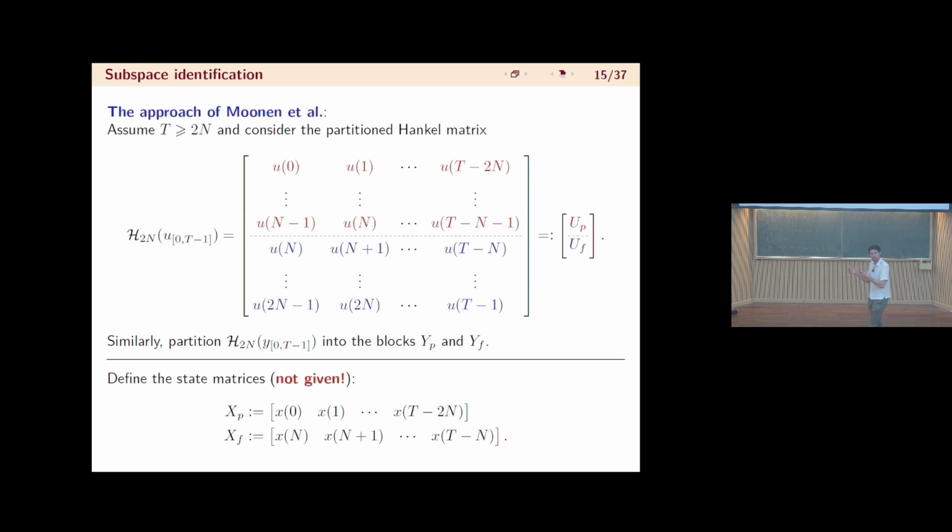I also define matrices containing state samples, so XP and XF. And I stress again, these matrices are not given, but we can still reason with them. So let's say that the states from time 0 up to t minus 2n are given by XP, and the states from n to t minus n are given by XF. Right?